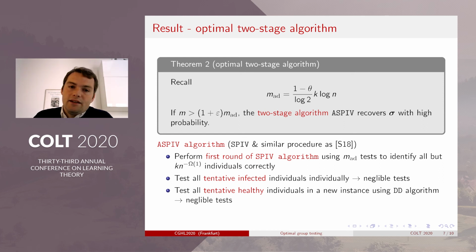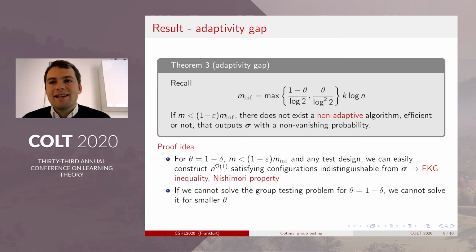So those two results, the non-adaptive SPIF algorithm and the optimal two-stage ASPIF algorithm, give rise to the question whether there exist better non-adaptive designs that might succeed all the way down to the universal information theoretic lower bound. And the third result from our work on optimal grouping says that the answer is a clear no. There does not exist a non-adaptive algorithm, efficient or not, that outputs sigma with a non-vanishing probability if we move below the information theoretic lower bound that had been previously only shown for the random regular bipartite graph.